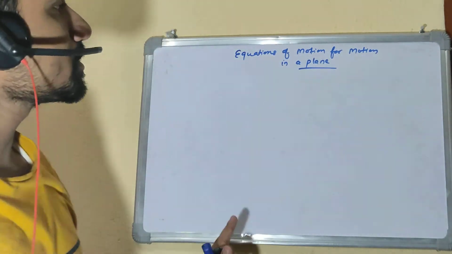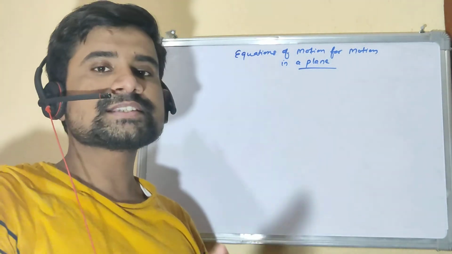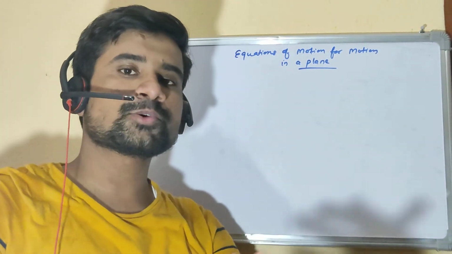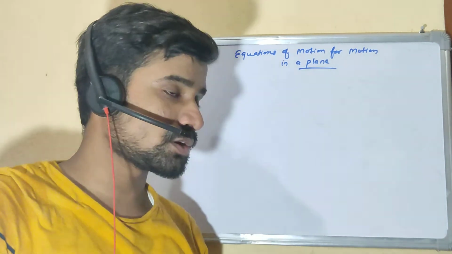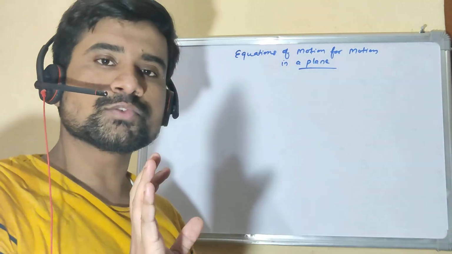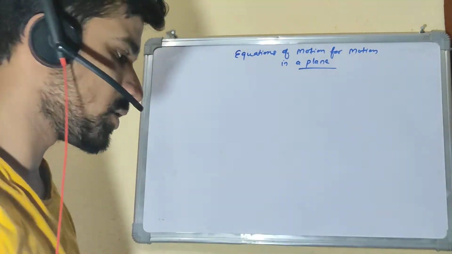So we'll discuss now how we can apply equations of motion for motion in a plane. We just discussed velocities can have components in both directions, acceleration can have components in both directions. So all the vector quantities can exist in both directions now. So how can we use equations of motion there? We will take one direction at a time and then apply equations of motion. So let's see how.